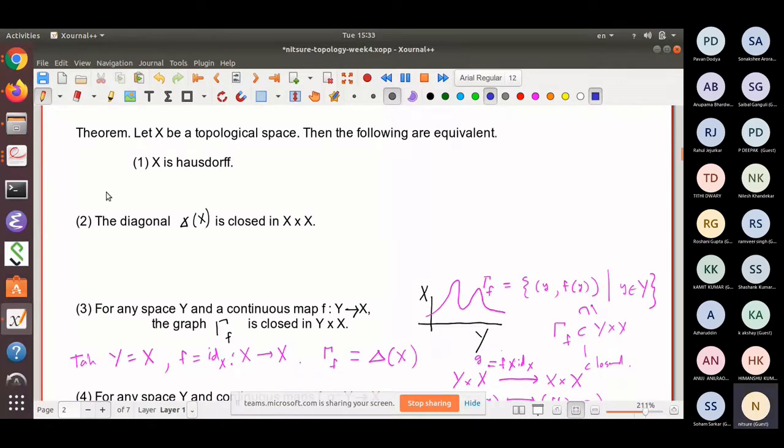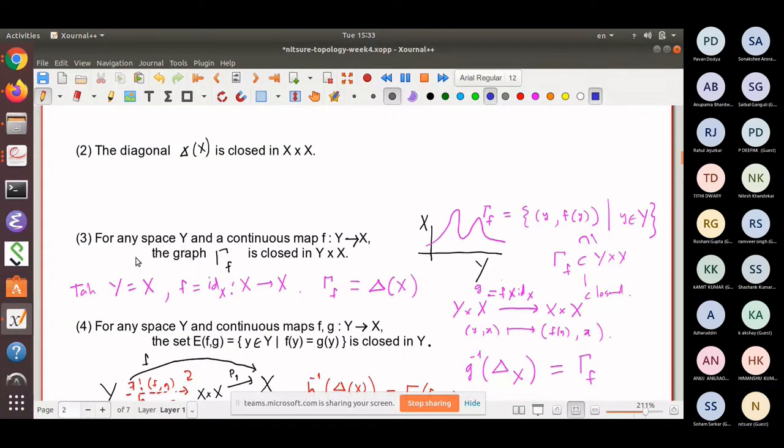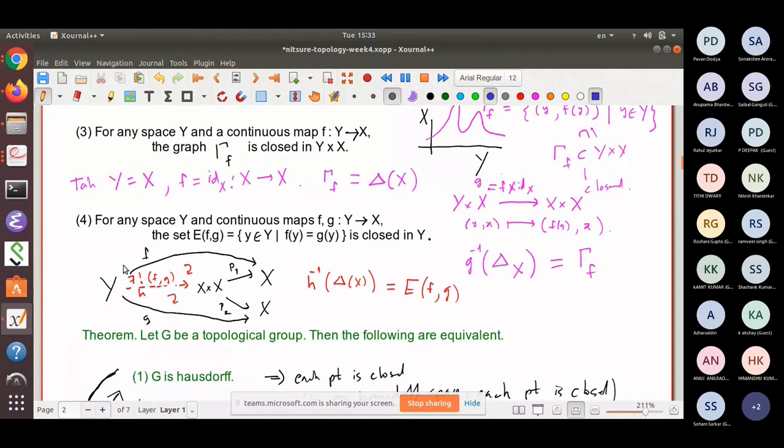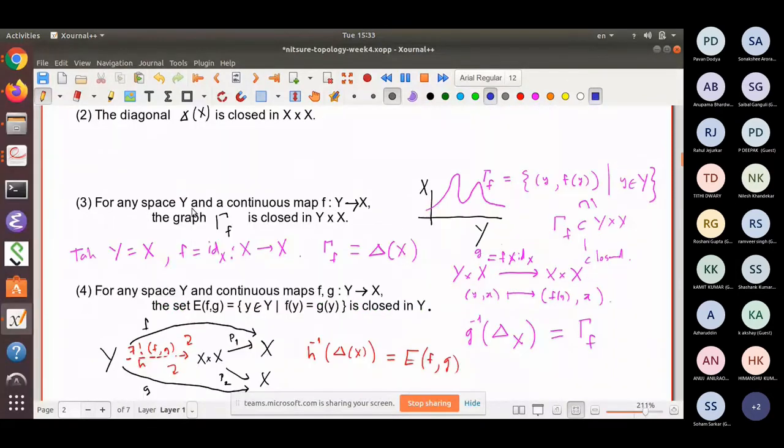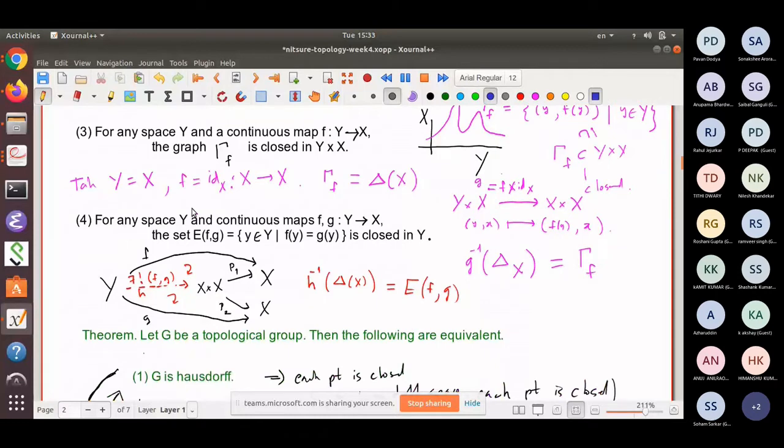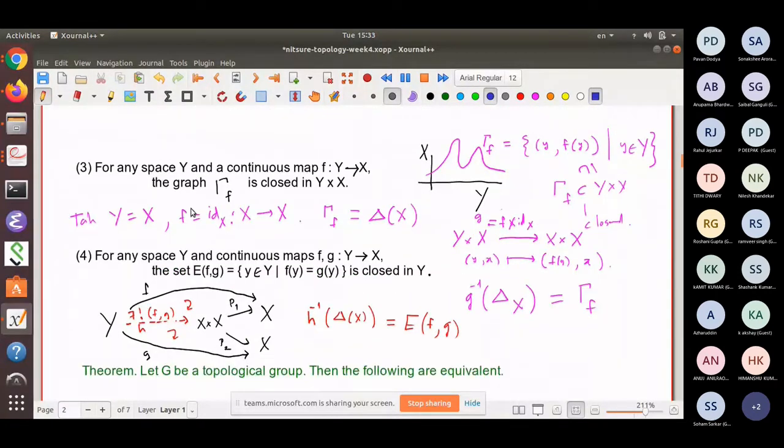Then we started again revising our Hausdorffness, and we wrote a number of equivalent conditions and checked they are equivalent. Hausdorffness in terms of disjoint neighborhoods of pairs of points is the same as the diagonal being closed, is the same as for every space Y and continuous map, the graph is closed. Same as the equalizer being closed in Y for any two maps F and G, where the equalizer is where the two maps coincide.